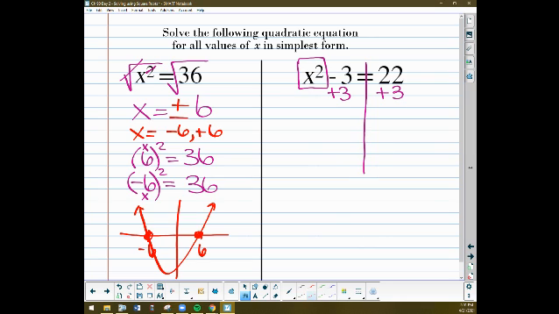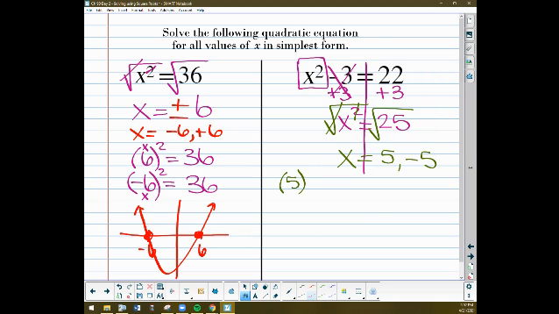And I know a lot of you like to do that line. We'll do that line. Okay? So those will cancel, which means I have x squared, 22 plus 3 is 25. Now this looks just like the one we just did. In order to solve for x, I need to take the square root of both sides. The square root and the squared will cancel, leaving me with just x. But remember, the square root of 25 is not just 5. It's positive 5 and negative 5, right?